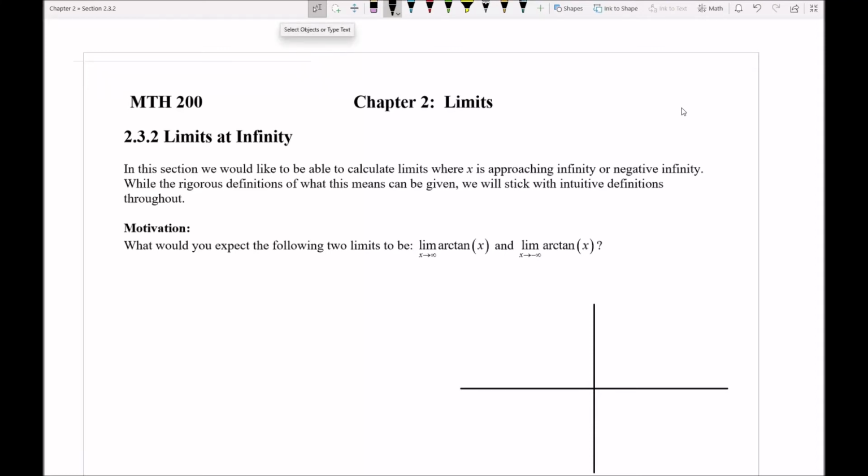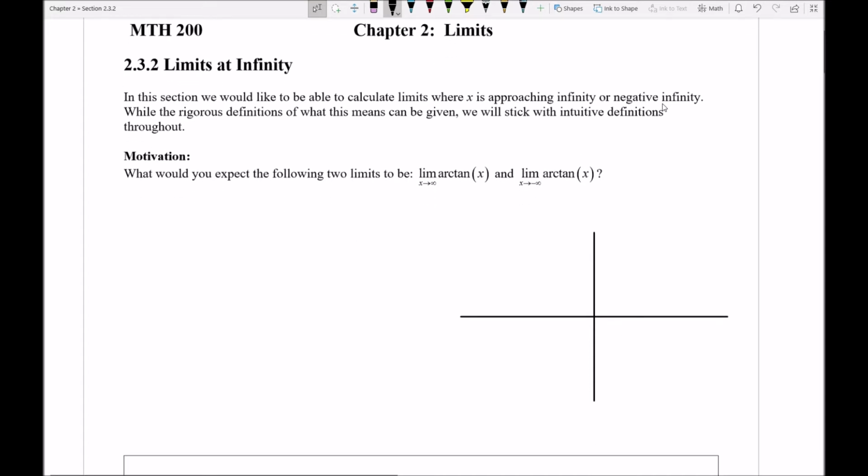In section 2.3.2, we're going to start to look at what we call limits at infinity. What this is specifically going to mean is that we're going to be dealing with limits now, where the variable x is going to be approaching positive or negative infinity. And we haven't really seen this yet in any of the previous sections.